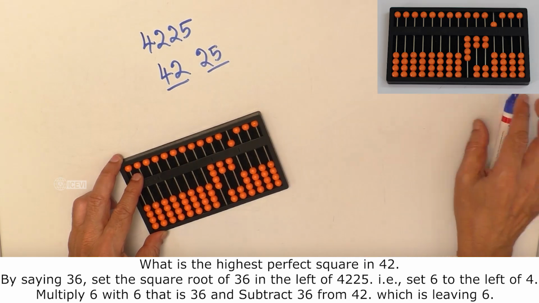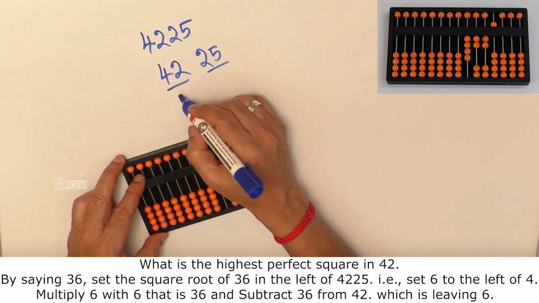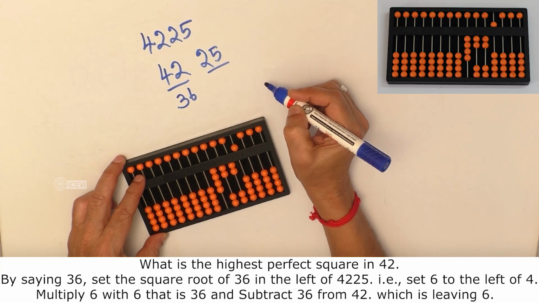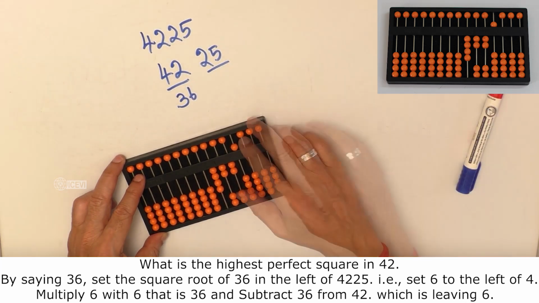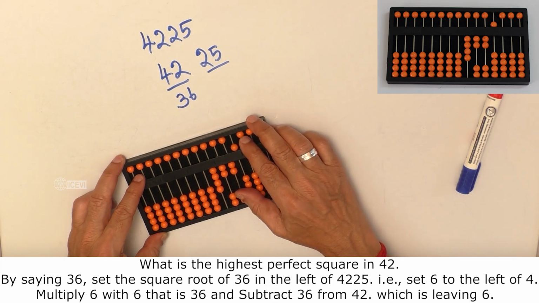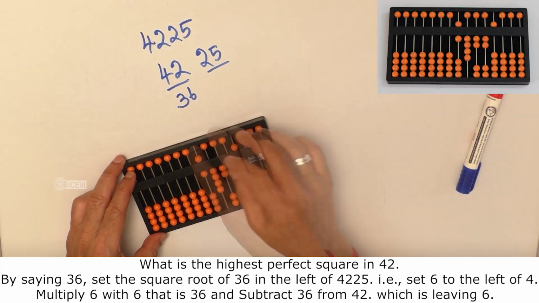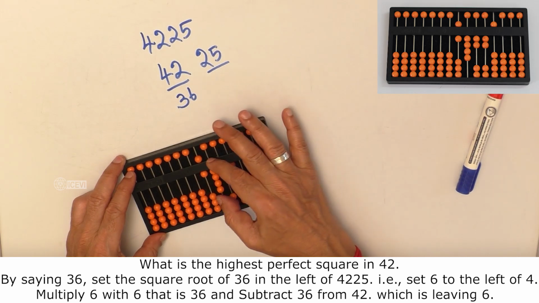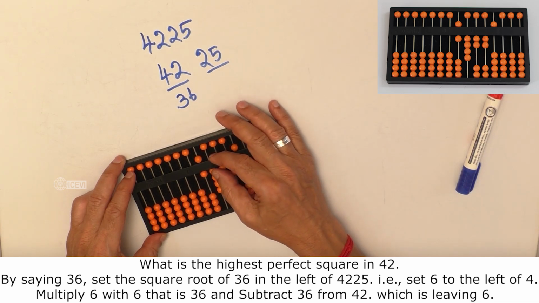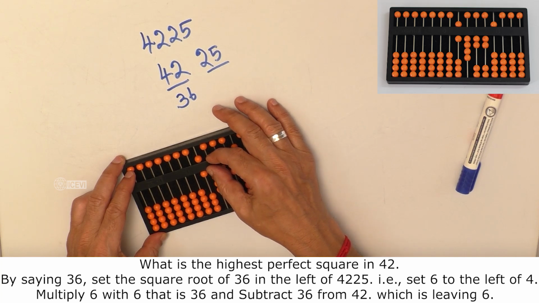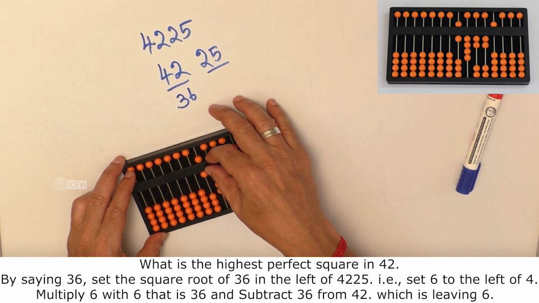What is the highest perfect square in 42? That is 36. And set the square root of 36 to the left of 4225. That is, set 6 to the left of 4. Now, multiply 6 with 6, that is 36, and this should be subtracted from 42, which is leaving 6.